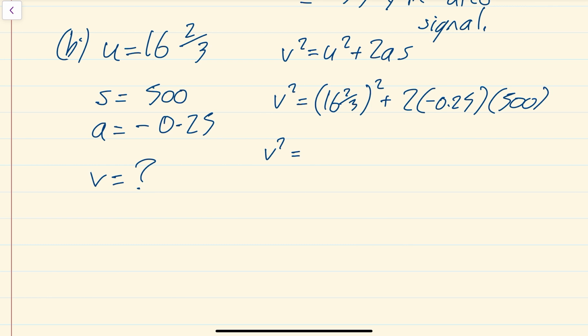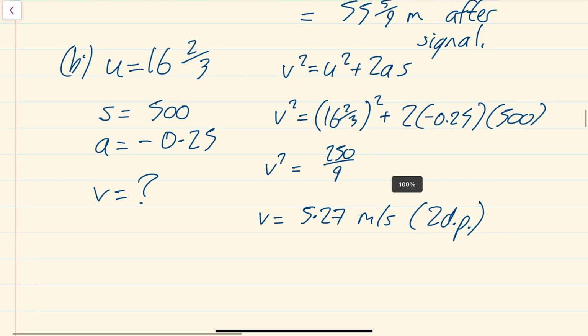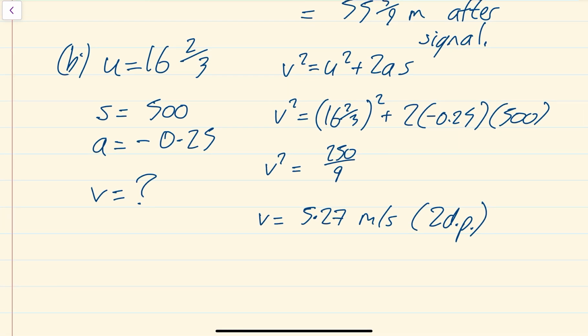Fire that all into your calculator. I got 250 over 9 as my V squared. My V then works out to be 5.27 meters per second, and that was to 2 decimal places, or 3 significant figures, whichever way we want to look at it. Okay, so that's done.